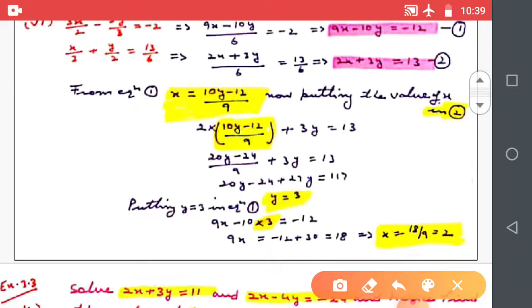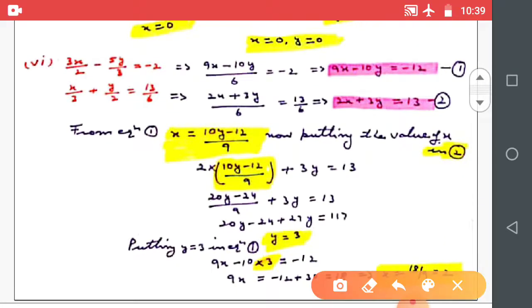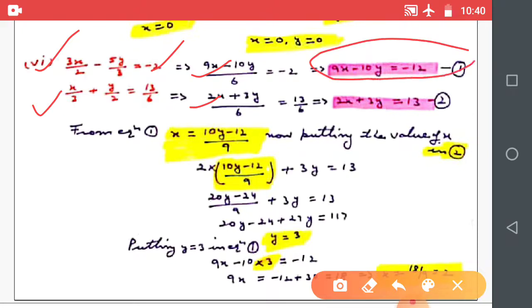The sixth part is 3x upon 2 minus 5y upon 3 is equal to minus 2. This is the first equation, and the second equation is x upon 3 plus y upon 2 is equal to 13 upon 6. So we have to simplify these two equations a little. After taking the LCM, finally we get 9x minus 10y is equal to minus 12 and 2x plus 3y is equal to 13.